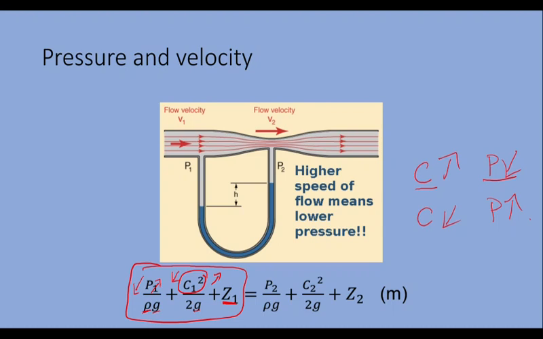Look at this. Here the area is larger, which means that the velocity is going to be lower. Look at the pressure. Pressure is high. Whereas here the diameter is small, which means that the velocity is high. Look at the pressure. The pressure is low. Do you see, when the velocity is high, pressure is low? When the velocity is low, pressure is high.